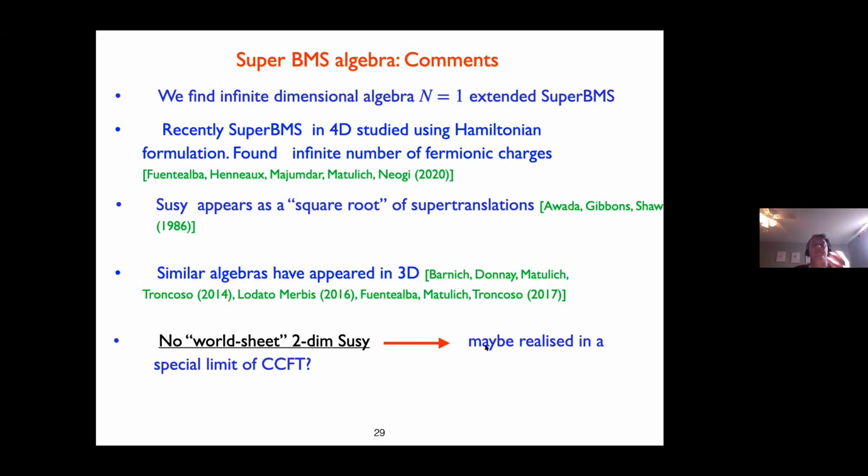Maybe it is realized on the special limit of the celestial CFT. Maybe we can find a similar limit as done in 3 dimensions, in these realizations that I don't discuss, so that we can recover somehow a 2-dimensional SUSY. And with this one, I'm going to close my talk.